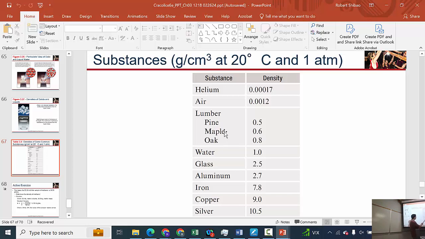Wood, like pine, is about half as dense. Maple, 6/10. Oak is much more dense. Oak is a hardwood, 0.8. Glass is about 2.5. Aluminum, 2.7. So a lot of solids are 2-3 times heavier than water. Iron is about 8 times heavier. Copper is about 9 times heavier. Silver is about 11 times heavier.